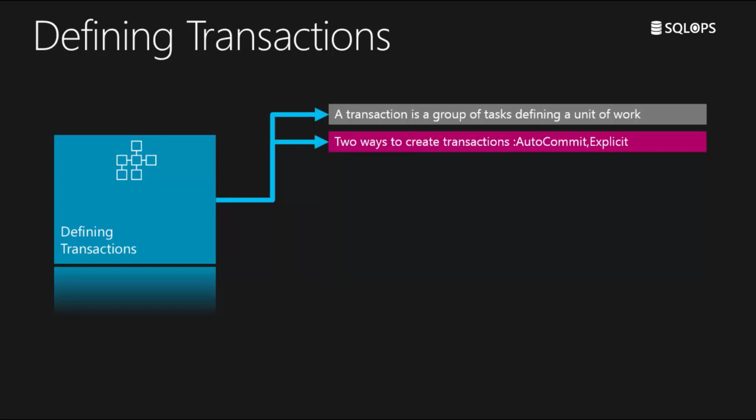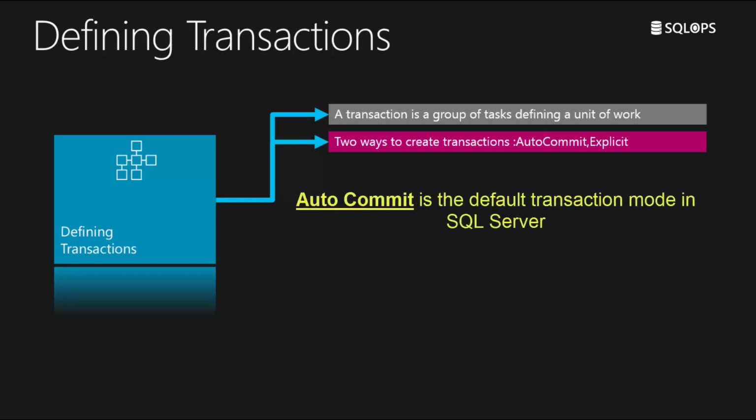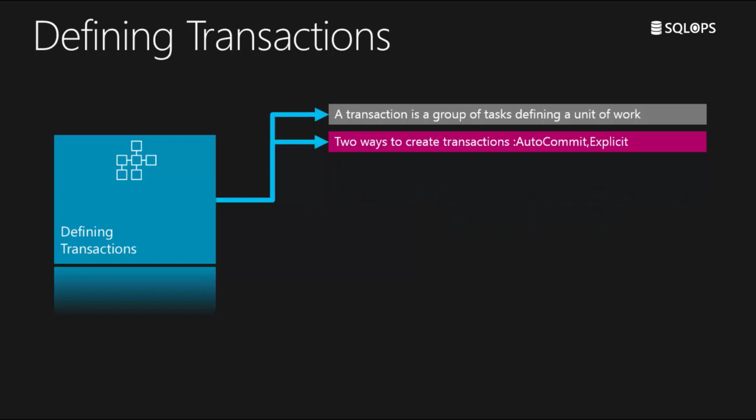Individual data modification statements like insert, update, and delete submitted separately from other commands are automatically wrapped in a transaction by SQL Server. Auto-commit mode is the default transaction management mode of SQL Server. These single-statement transactions are automatically committed when the statement succeeds or are automatically rolled back when the statement encounters a runtime error. Whereas an explicit transaction is one in which you explicitly define both the start and end of the transaction. This can be specified by using either SQL Server statements or database API functions.